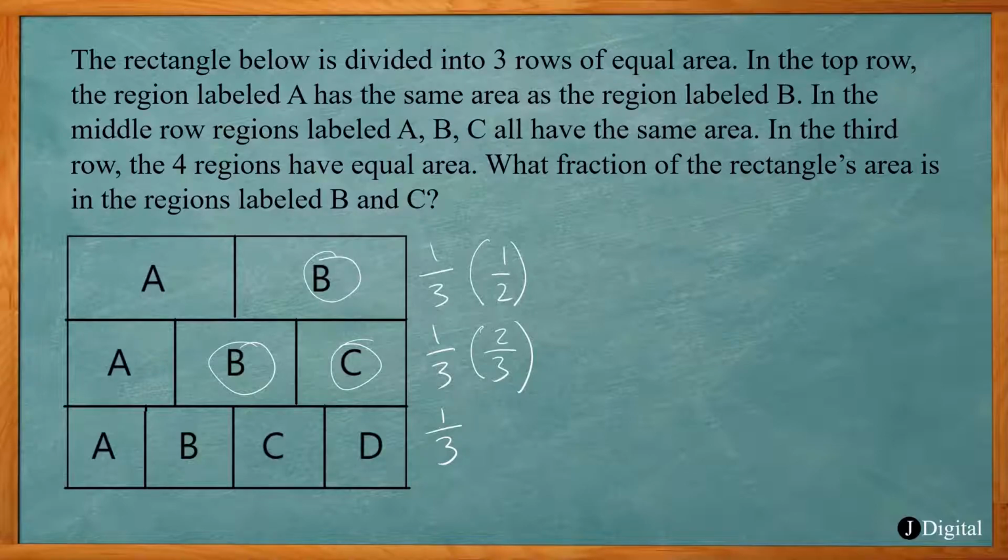And in the last row here, look at B and C. So each of these, there's 4 of them, so each is going to be a fourth of that row. So we're going to multiply 1/3 times 2/4.